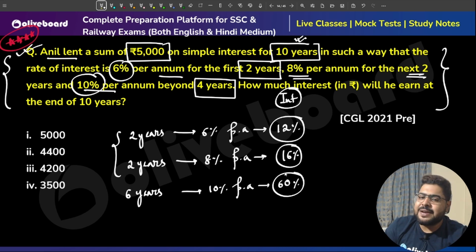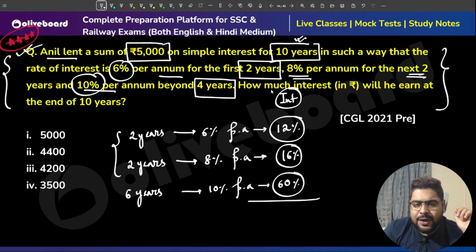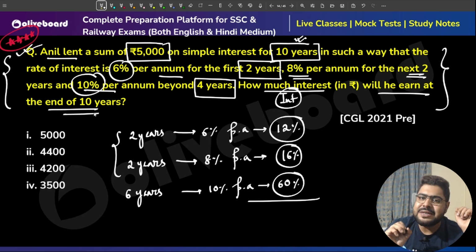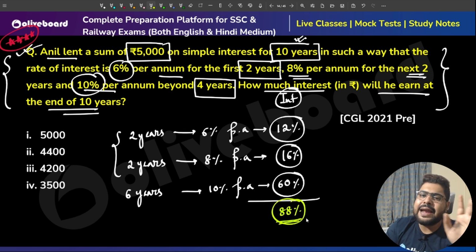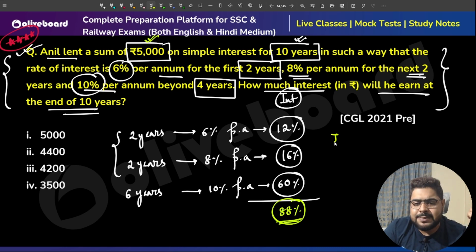Now, how much interest will he earn at the end of 10 years? So in terms of percentage, let us calculate. 16 plus 12 is 28. 28 plus 60, Anil will get 88% as interest. But they are not asking us percentage, they are asking us value. So 88% of 5,000 will be my interest in terms of money.